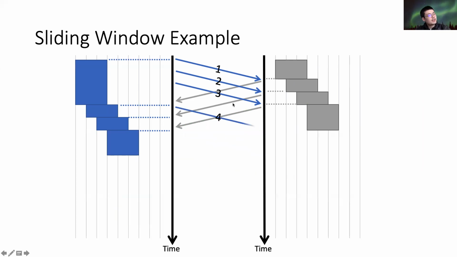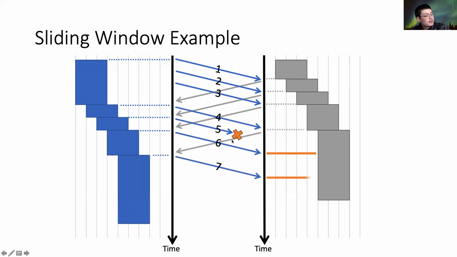So let's assume that this time, this packet is lost. If this is lost, then we can acknowledge 4, we cannot acknowledge 5, and we will acknowledge 6. By that time, we will say, hey, 5 is not received, I'm still acknowledging 4. And even at 7, I'm still acknowledging 4.